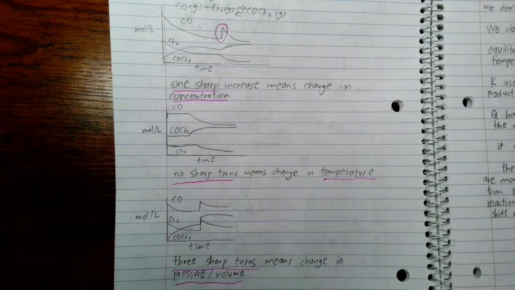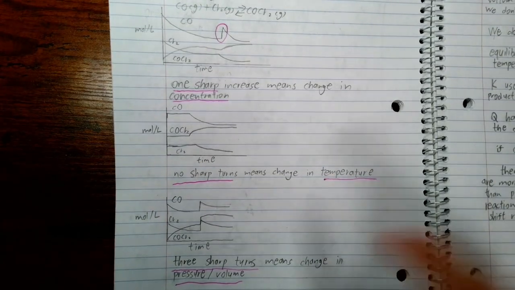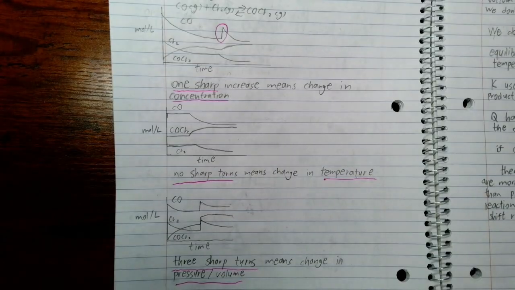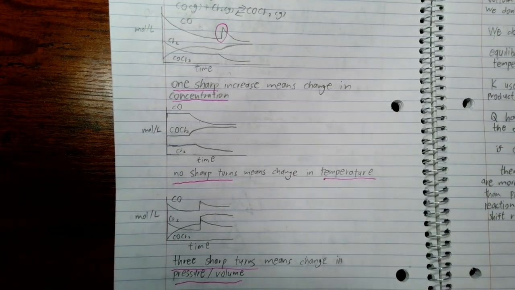If we increase the pressure or change the volume, all three different substances will have a sharp increase or decrease, because the change in pressure is very fast, and at this moment the volume changes, but the amount of the substance still remains the same. So at one moment, the concentration of all the reactants and products are changed immediately. So there are three different sharp turns in the graph.